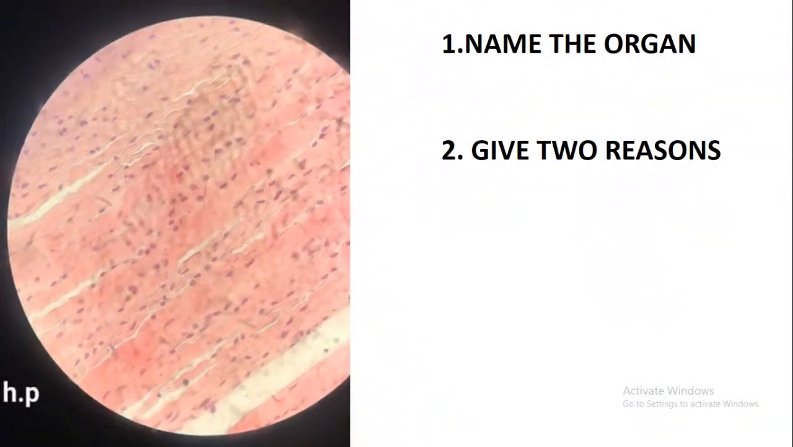The next slide is: name the organ. If you look at this organ, you might end up confusing it with a tendon, or dense regular connective tissue, or even cardiac muscle, but it is none of what I've mentioned. Instead, this is just the fibrocartilage.